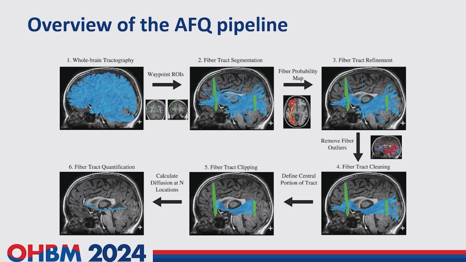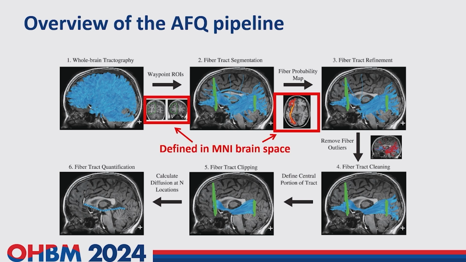Most of this will work just the same in infants, however, there's one important problem, and that is that the waypoint ROIs and the fiber probability maps are defined in a commonly used adult template brain, the MNI brain. In a typical adult pipeline, the individual subject data is aligned to the MNI brain, and the inverse of this alignment is used to bring the waypoint ROIs and the probability map back into individual subject space. However, as the infant brain and the adult brain are quite different, particularly in terms of brain size, this approach of aligning to the MNI brain might not work very well.